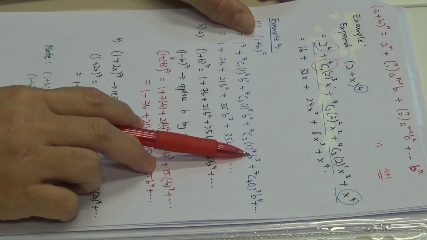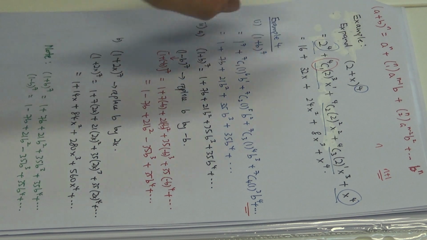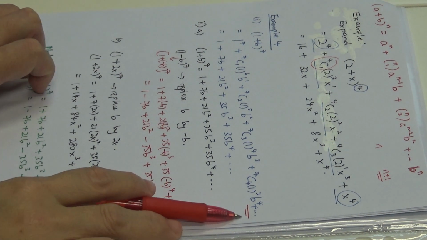1, 2, 3, 4, and 5. Don't forget, there are some more terms. So we need to write plus dot dot dot. We do not have to find out what the terms there are, but we need to say that there are some more terms behind.